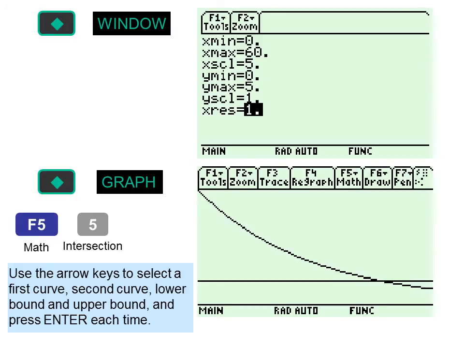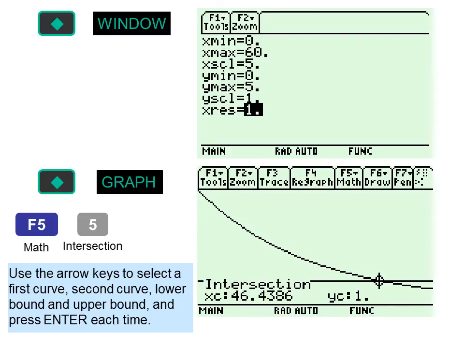We use the arrow keys to select a first curve, a second curve, a lower bound, and an upper bound, and press enter each time. Now we have to select a first curve and a second curve because sometimes we'll be using more than two curves. And we select an upper bound and a lower bound because sometimes the graphs will cross more than once in some problems. So we have to tell the calculator where to look, which intersection we want.